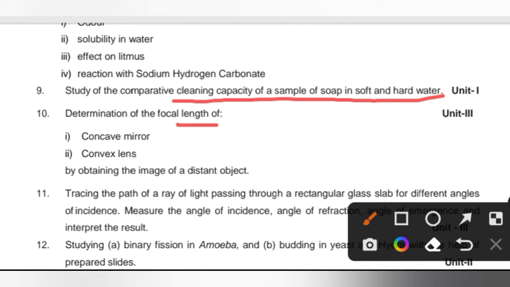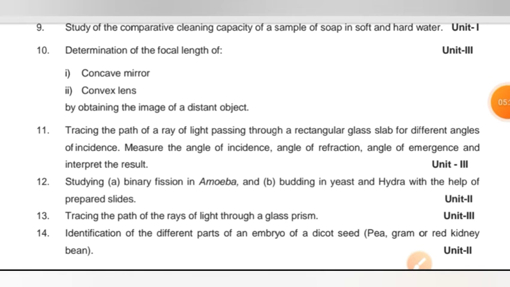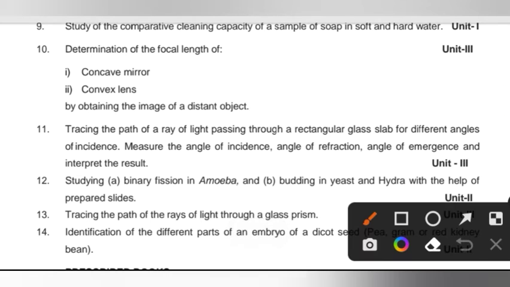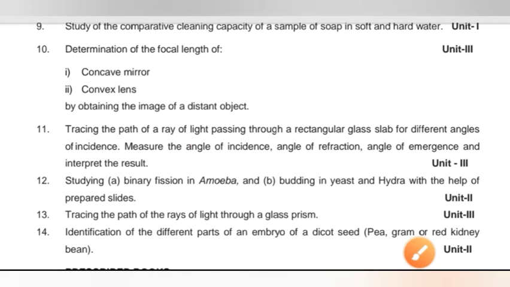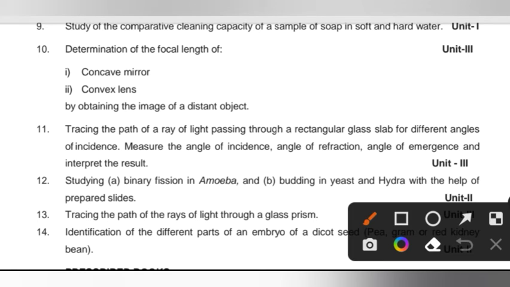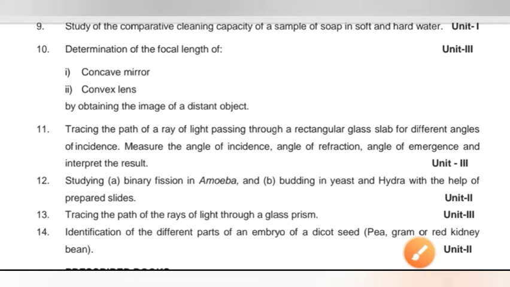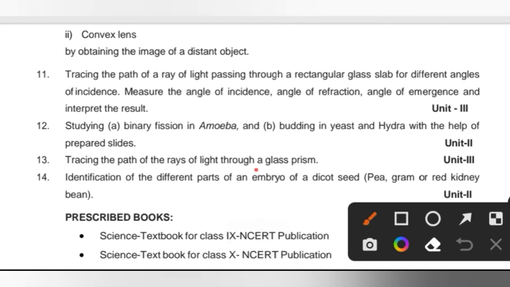Determine the focal length of convex and concave mirrors by obtaining an image. This is in physics. The 11th practical is tracing the path of a ray passing through a rectangular glass slab in a straight line. And the 12th is binary fission in amoeba, budding in yeast and hydra with the help of slides, this is the biology practical. Tracing the path of a ray of light through a glass prism, identification of the different parts of an embryo and ducts, this is biology.